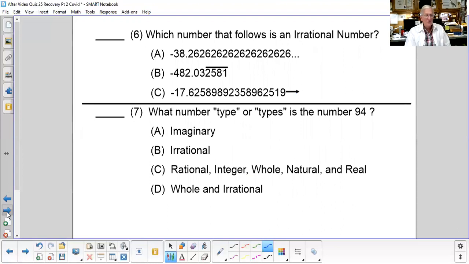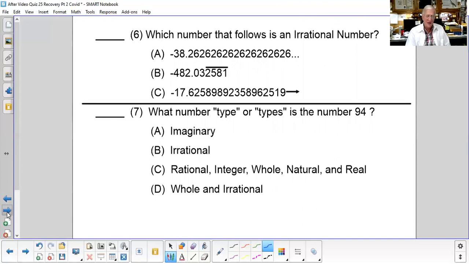So the correct answer is B. Which number that follows is irrational? Well, it's not A because it's 26, 26, 26 forever. That's a repeating decimal, no good. It isn't B because 2581 finally begins to repeat later in the number, so it would go on to infinity because of the bar notation. And of course, my crazy arrow that's on there tells you what? This number goes on forever. This decimal, it's all over the place.